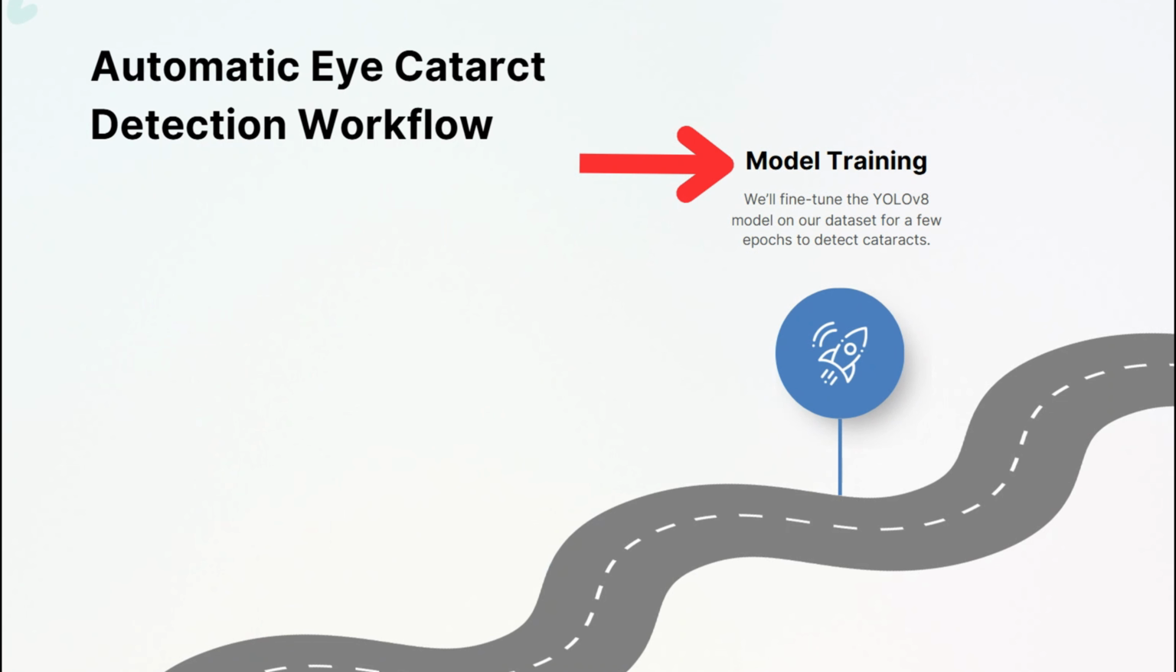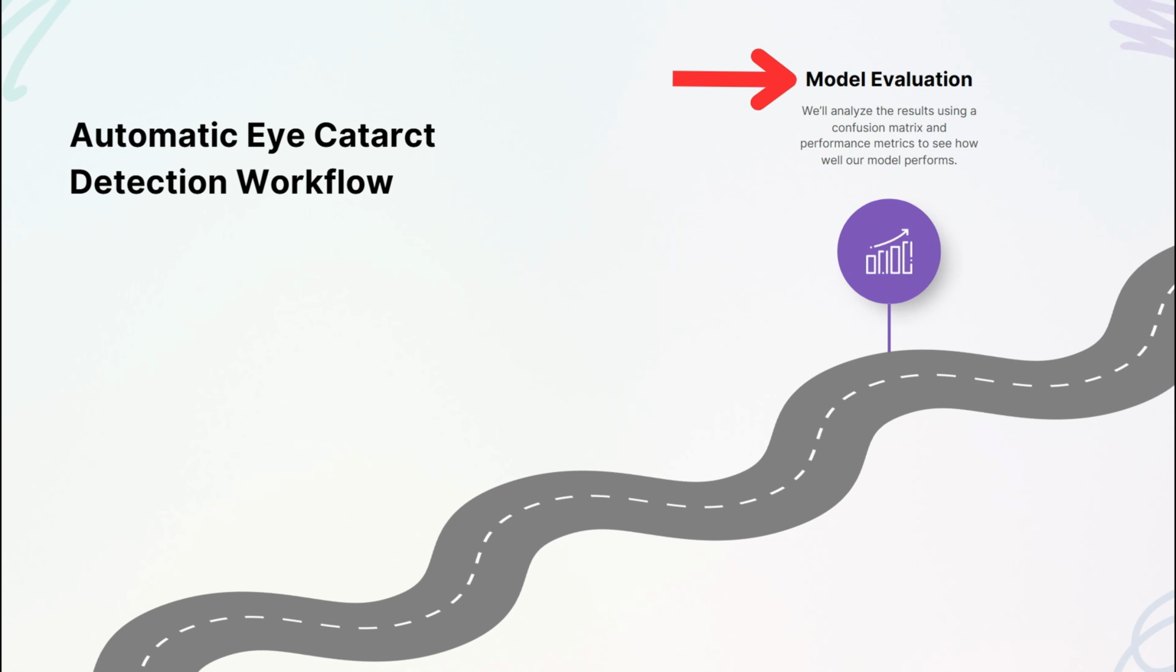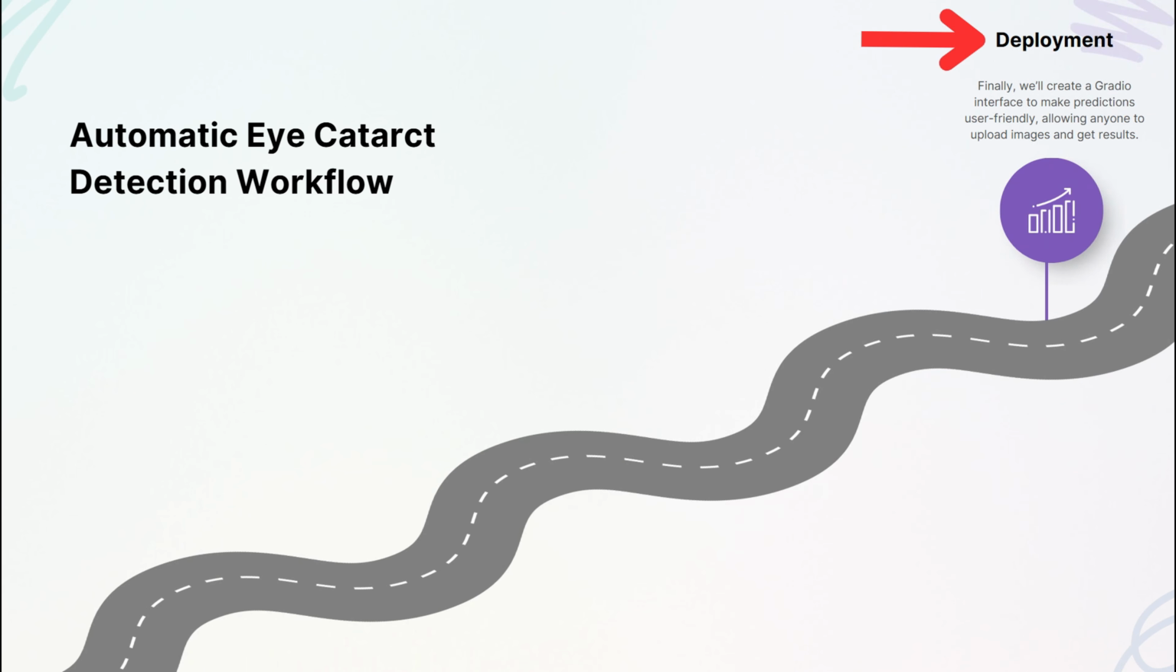Step 4. After training, we'll evaluate the model's performance using a confusion matrix and metrics like precision, recall, and mAP to ensure reliable results. Step 5. Finally, we'll build a Gradio web interface, making the system accessible and easy to use. Anyone can upload an eye image and get a real-time prediction with just a click.